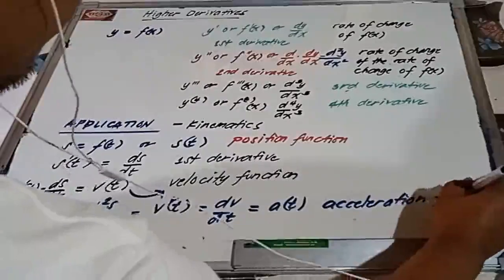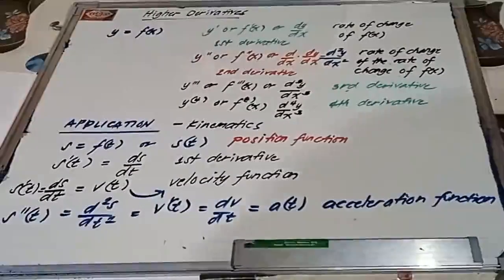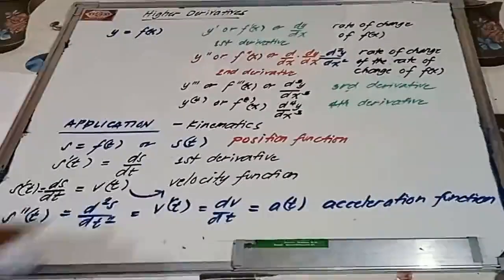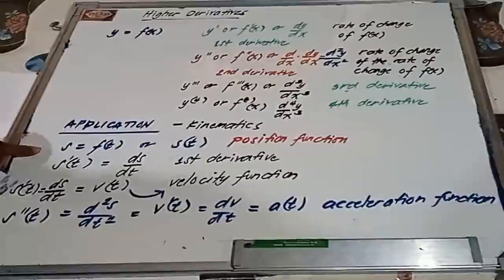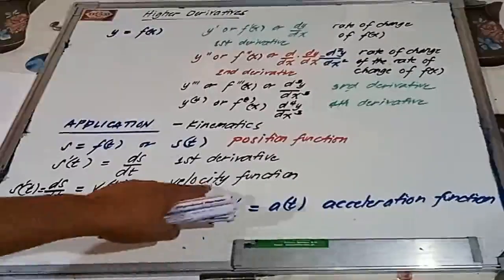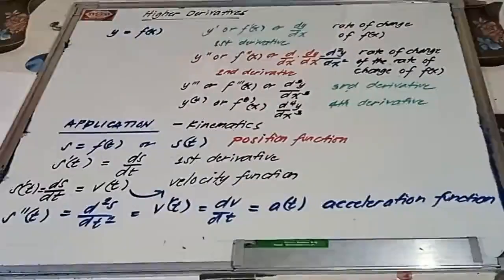Okay? Ito yung tatawaging acceleration function. Okay? So therefore, in the application ng ating higher derivatives in kinematics sa physics natin, yung ating first derivative can be a function. Tinatawagin ng velocity function eh. And also, yung second derivative of the position function is the first derivative of the velocity function. And it so happens, yun yung tinatawag nating acceleration function.